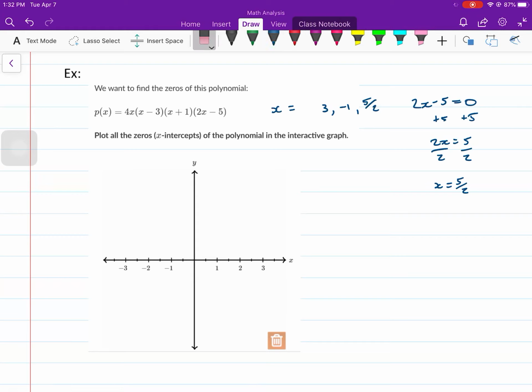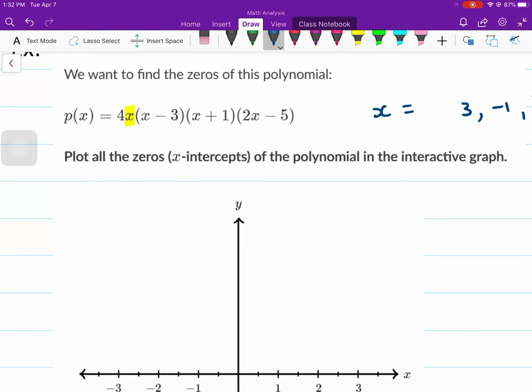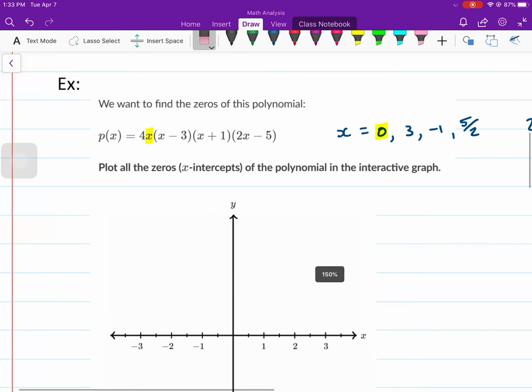And there's one more zero here. A lot of people miss this one. But up in front, you see there's an x there. I'm never happy with the way I'm writing this 2 right now. Okay, so you see how there's an x here. What would you plug into that x that would give you 0? Well, if you plug a 0 into this x, it would just zero everything out, which would be one of our zeros. The 4 has nothing to do with this. So if I were to write the polynomial as 4 times x times (x minus 3)(x plus 1)(2x minus 5), that 4 does not cause a zero. It's the fact that there's an x in the front that causes that zero.